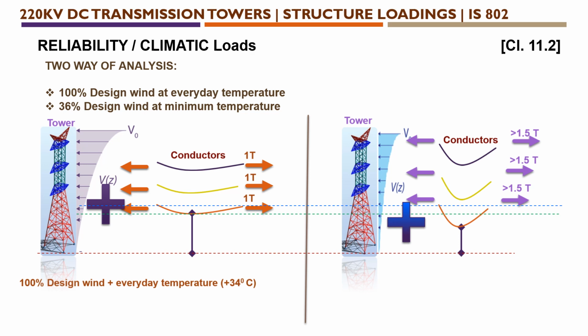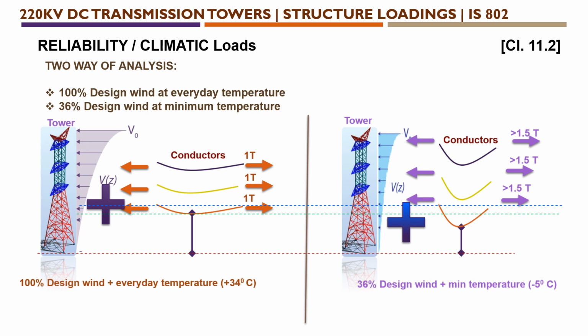So adding these two, conductor tension at the fixing point of the transmission line tower plus 36% design wind for the whole transmission line components, we need to consider as the second way of analysis under reliability or climatic loads. So here minus 5 degrees Celsius is considered. In this case, the conductor tension is more than 1.5 times the left hand side tension for everyday temperature.